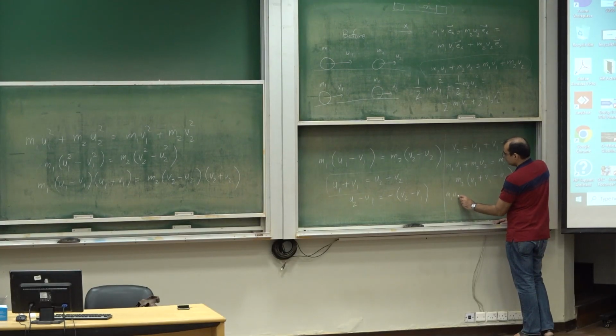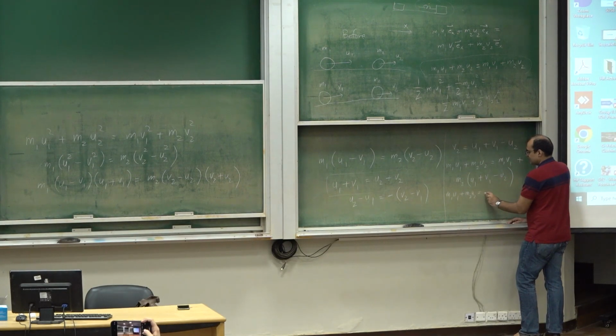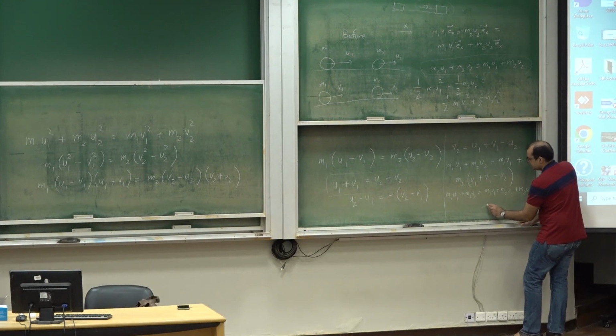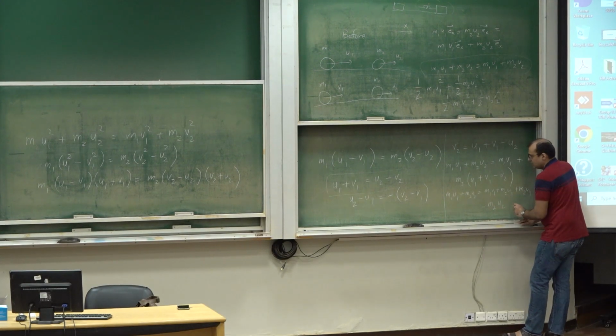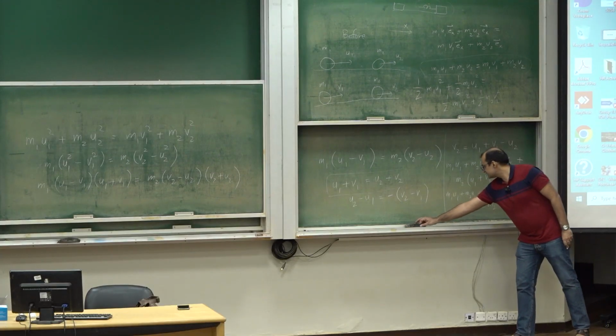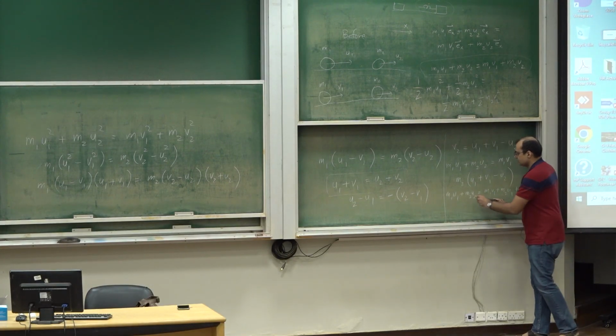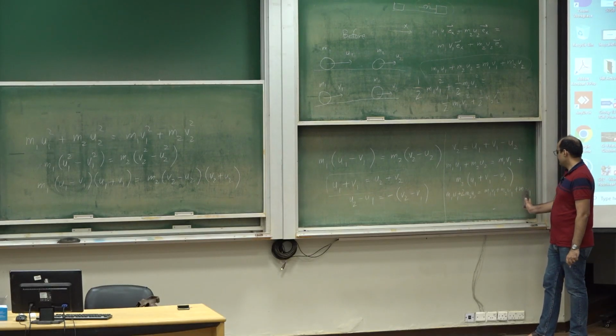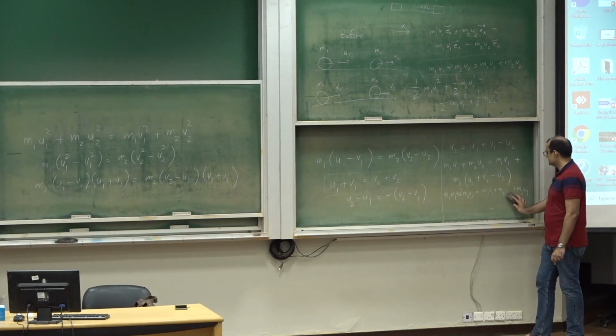So you get M1 U1 plus M2 U2 equals M1 V1 plus M2 U1 plus M2 V1 minus M2 U2. This M2 U2 you take to the other side. So you get over here, you get a factor of 2. Telling you that U1 minus U2 equals V2 minus V1.